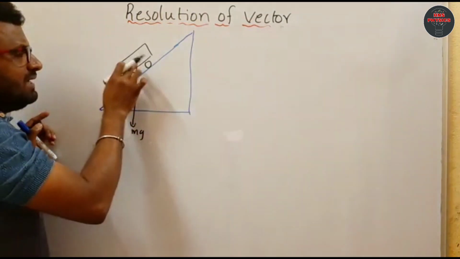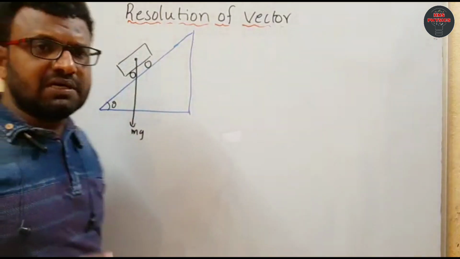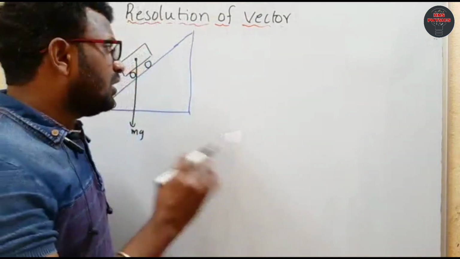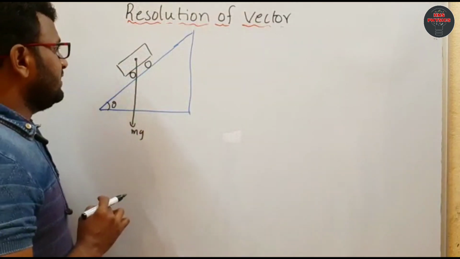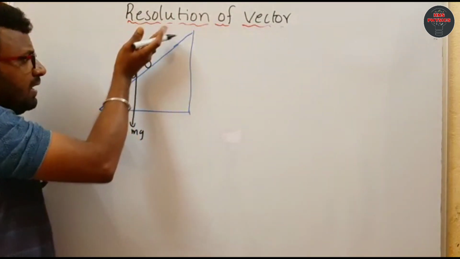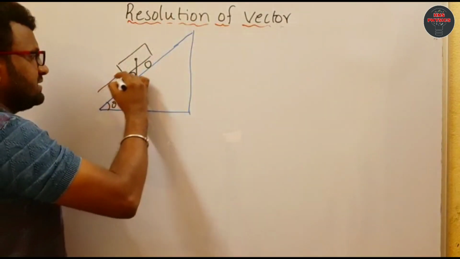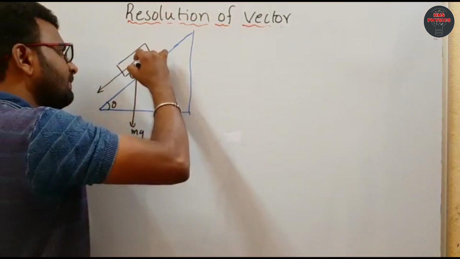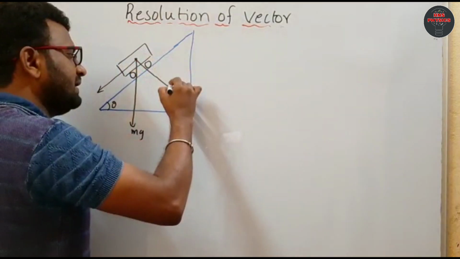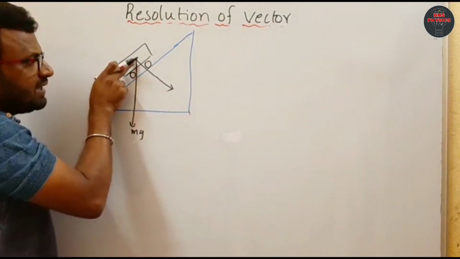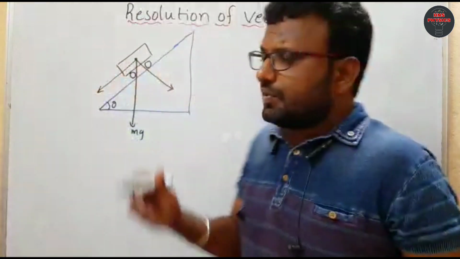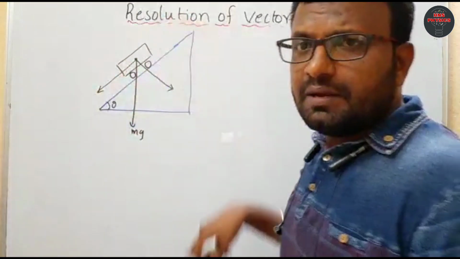Here two components are there. One is a horizontal component and one is a vertical component. So how do we take those components? Compulsorily, one is parallel to the inclined plane, and the other one is perpendicular to the inclined plane. The other component is perpendicular to the inclined plane, right?